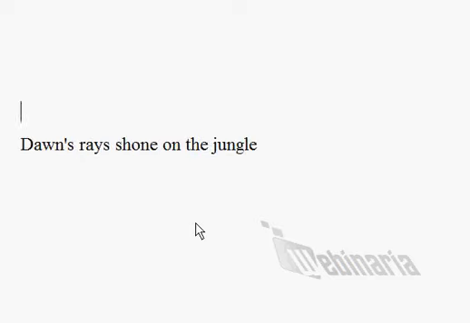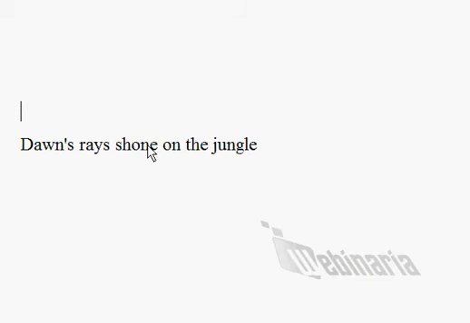Okay, so, let's start. Instead of the sun, we could put dawn's rays. Okay, dawn's rays shone on the jungle. So instead of the sun shone on the jungle, dawn's rays. Notice dawn, when the sun comes up, and the rays of dawn. It's a much nicer and more descriptive way to say the sun. Also, dawn is quite a positive thing.